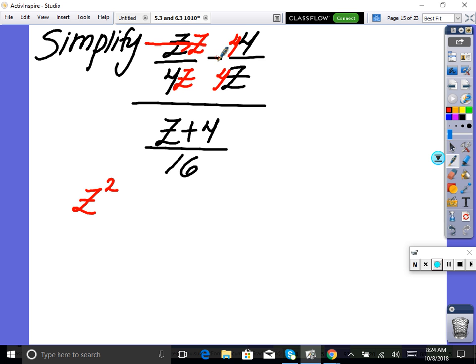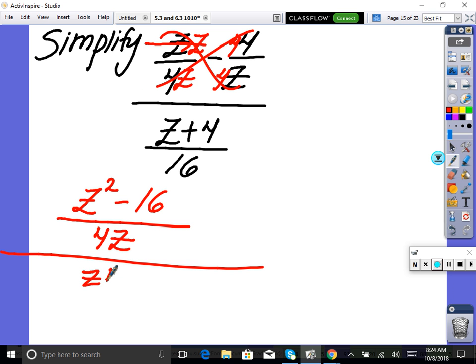Then we have a minus sign. Then we have a 16. Then on bottom, I have a 4z. That's just this. Then we have divided by z plus 4 over 16. Okay, dividing fractions is easy as pi. Flip the second and multiply. So we would times by 16 is now on top. Z plus 4 is now on bottom.